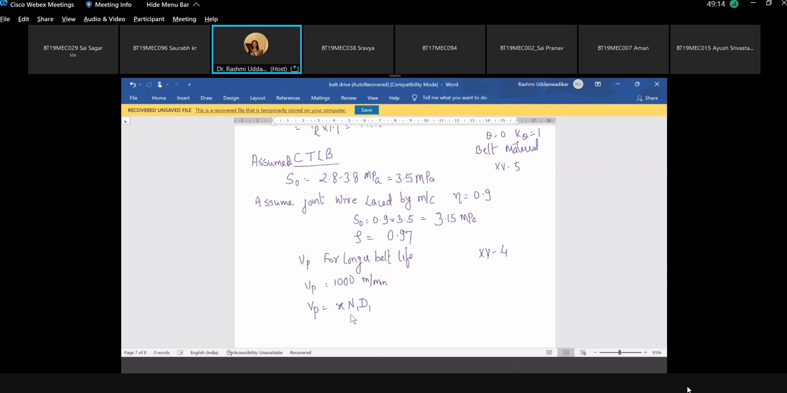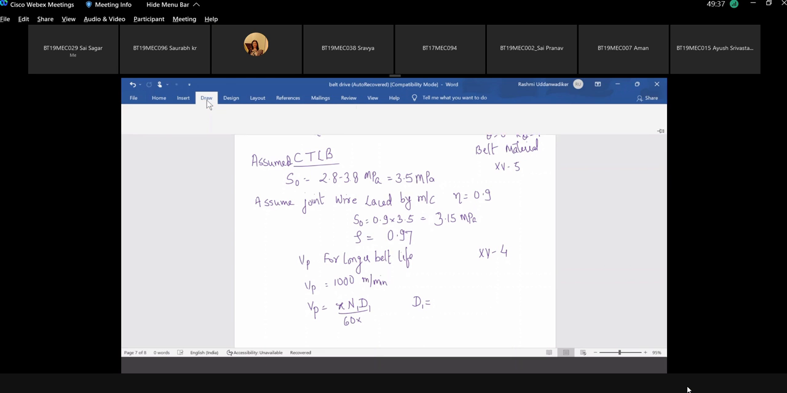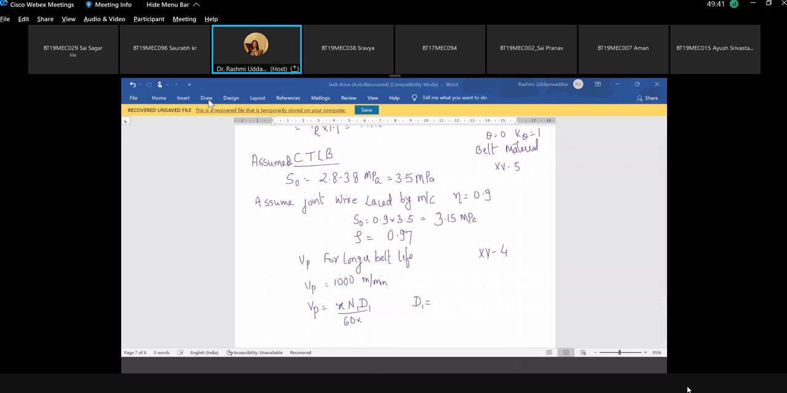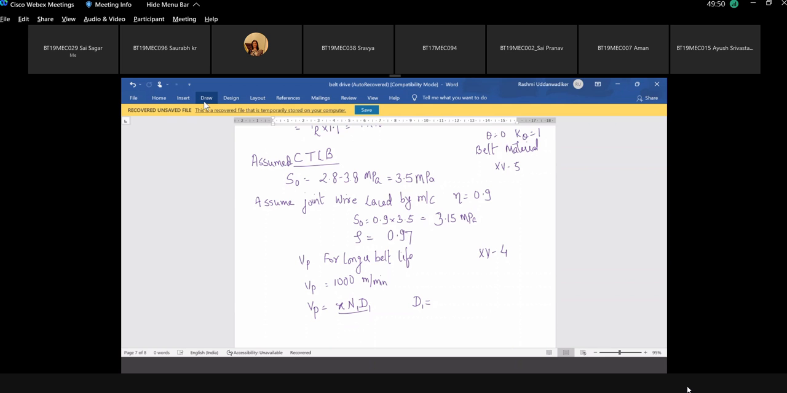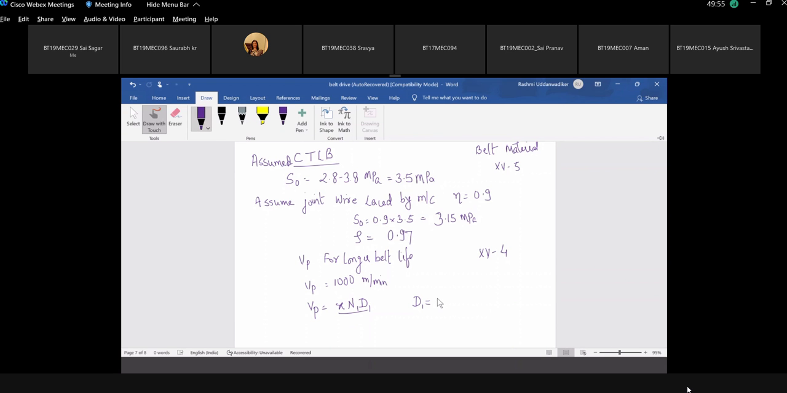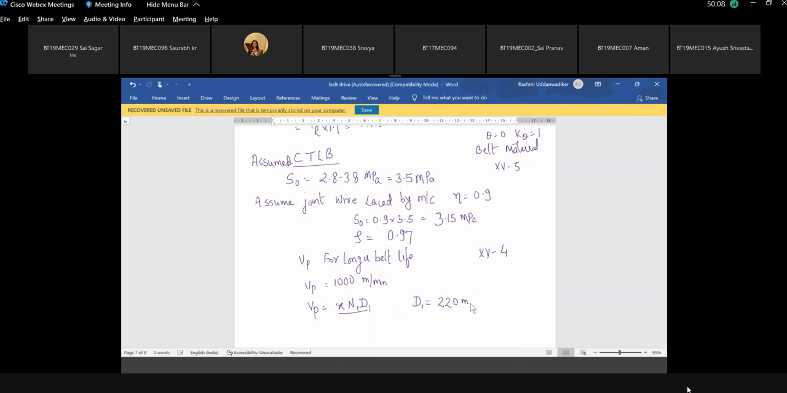N1 I know, this is 1440 RPM motor. If I am assuming this peripheral velocity, I get the value of D1, the diameter of the smaller pulley. Give me what is the diameter of the smaller pulley from this formula. And this is meter per minute. This 60 is not required. Give me the diameter of the smaller pulley. Yes, 220 millimeters. N1 by N2 is known. 1440 to 400. So you also know what is the diameter of the larger pulley.